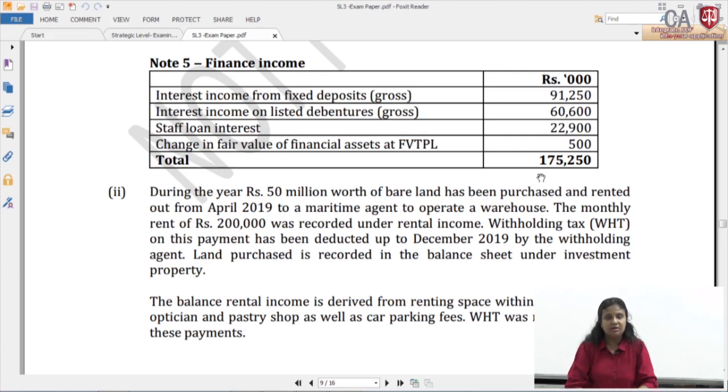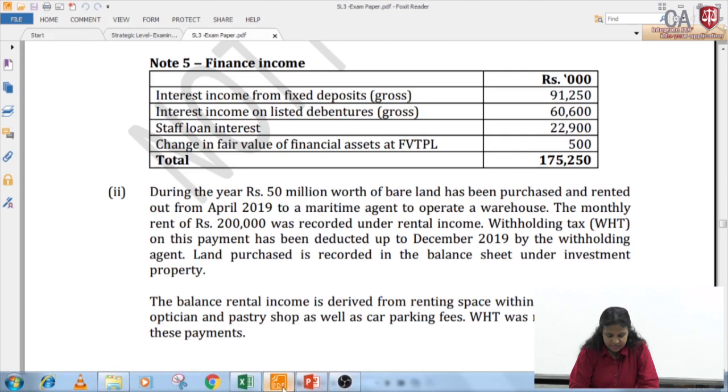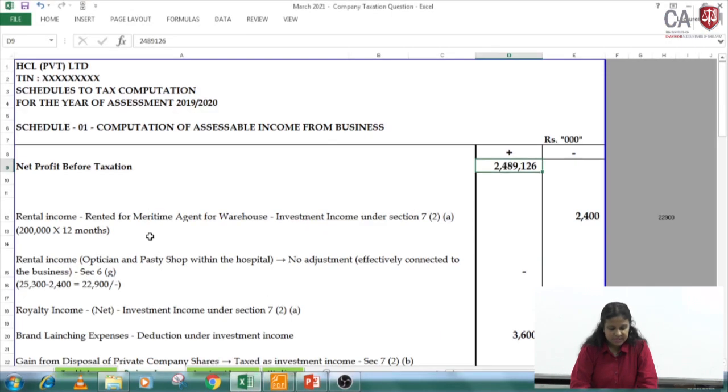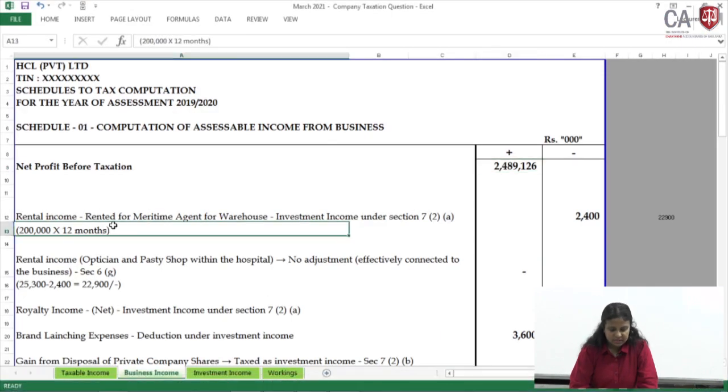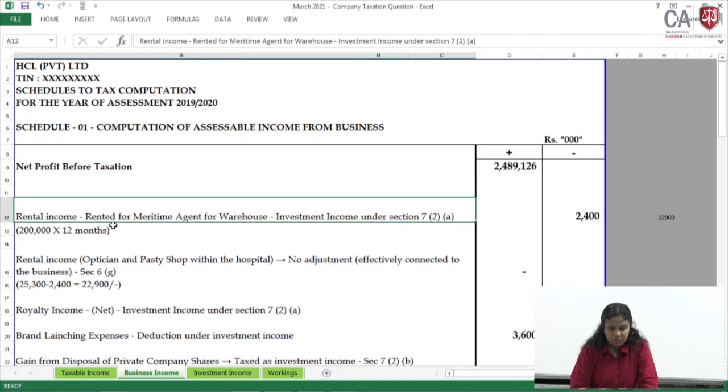That's why I am telling you, first have your format: tax computation sheet, business income, investment income and any workings. I'm not telling you to have these exact formats, but please have a proper format of your own. When the adjustment is done, take all these things at one time and complete it. Okay, as we are doing now, then we will see the answer. This is rental income, rented to a maritime agent for a warehouse.